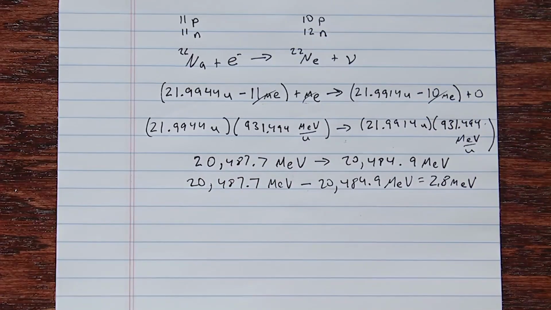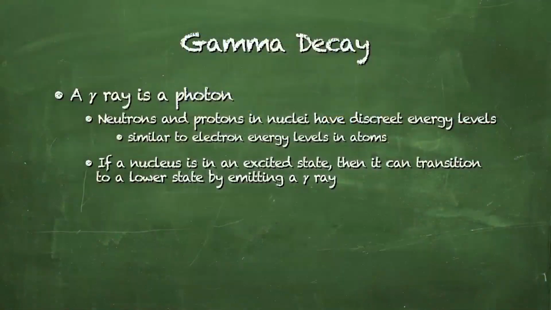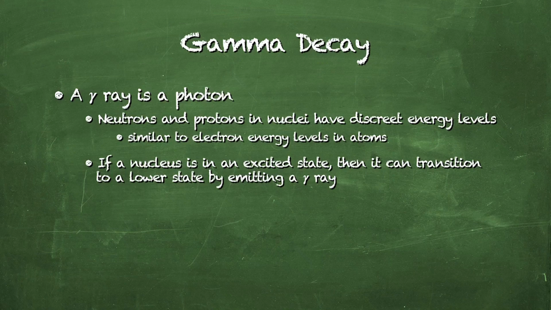So far we've talked about alpha decay, beta decay. Let's talk about gamma decay. A gamma ray is a photon. Neutrons and protons in nuclei have discrete energy levels similar to the electron energy levels in atoms. And if a nucleus is in an excited state, then it can transition to a lower state by emitting a gamma ray.